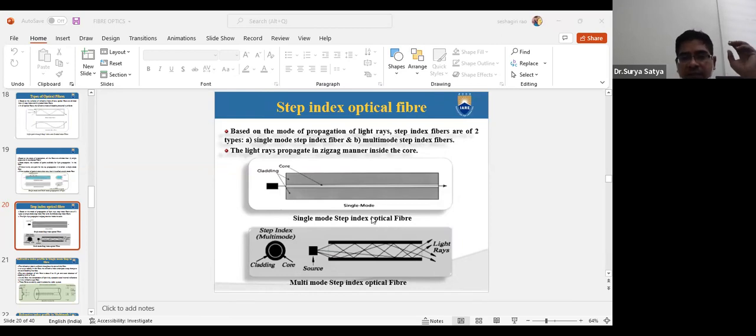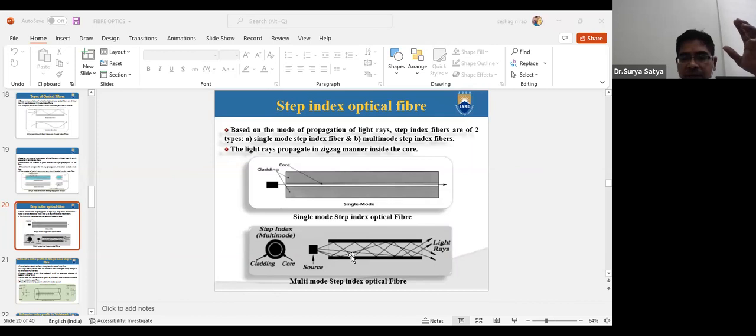Just see the figures. This is the cladding interface and this is the core interface. In the multimode case, see how the light rays are getting totally internally reflected here. In multimode step index fiber, the path of the light ray will be in different directions. So for the light to pass in different directions, we need to go for multimode step index optical fibers.